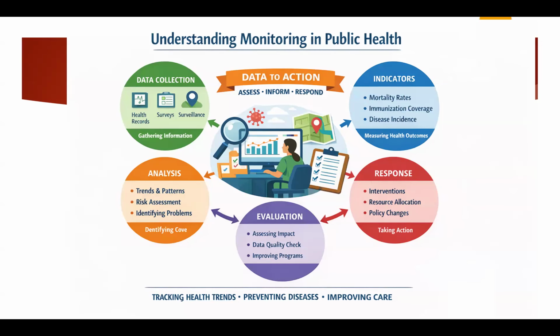So this is a small summary diagram to explain monitoring in public health. In public health, monitoring's main function is to put data into action: to assess data, then inform, and then respond. For that, the first important step is data collection through health records, surveys, surveillance, and gathering information. Then we have to make different indicators which should be relevant, like mortality rate, immunization coverage, disease incidence, and so on. In this way we are measuring health outcomes.